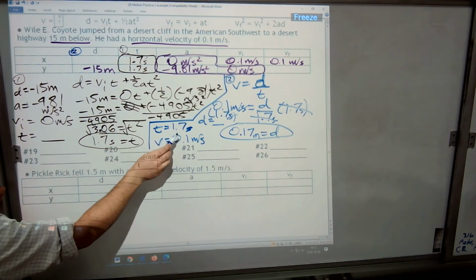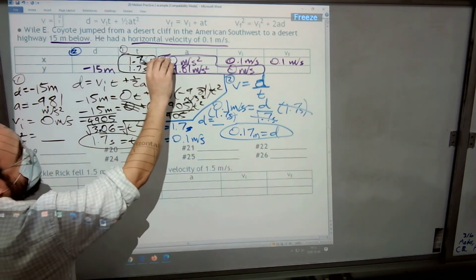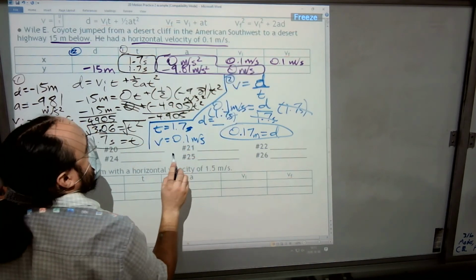Notice I used 1.7 and 0.1 for this because I'm putting this in the top row. I had to use that 1.7 and that 0.1 from the top row.